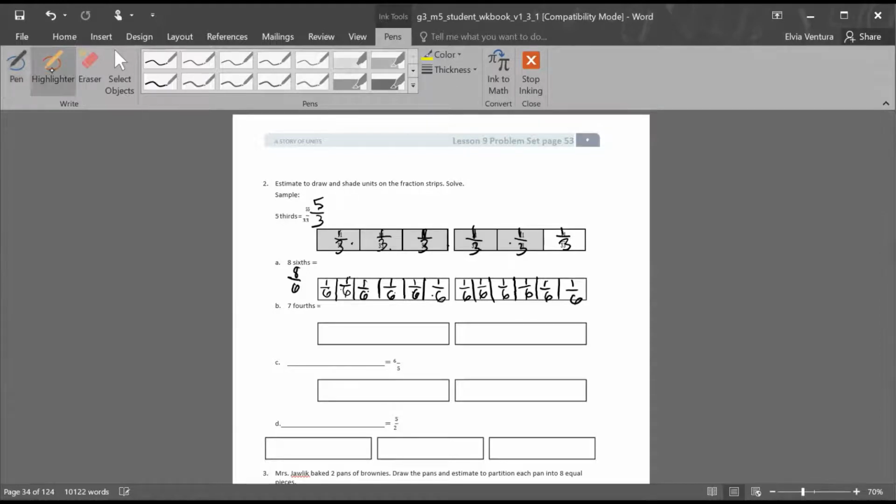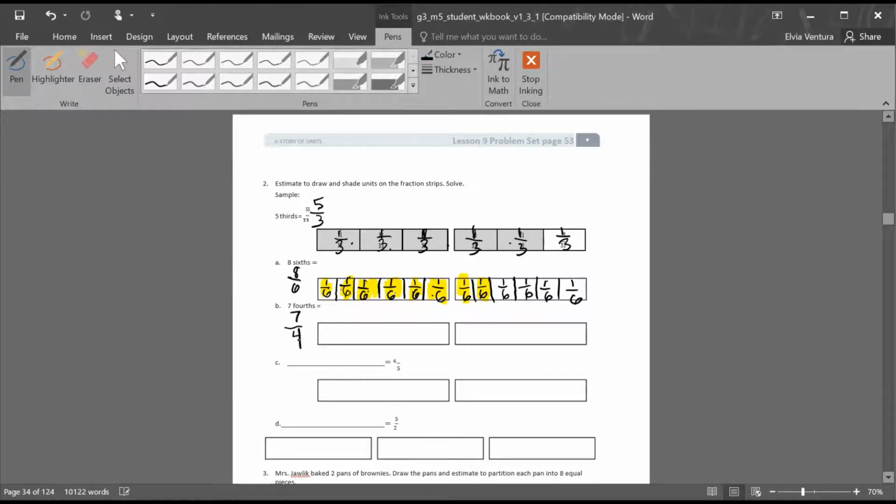So let's do that. I'm gonna shade 1, 2, 3, 4, 5, 6, 7, and 8. Okay. If you need more time, pause it there. So now we're looking at 7/4. 7/4. So that looks like this.